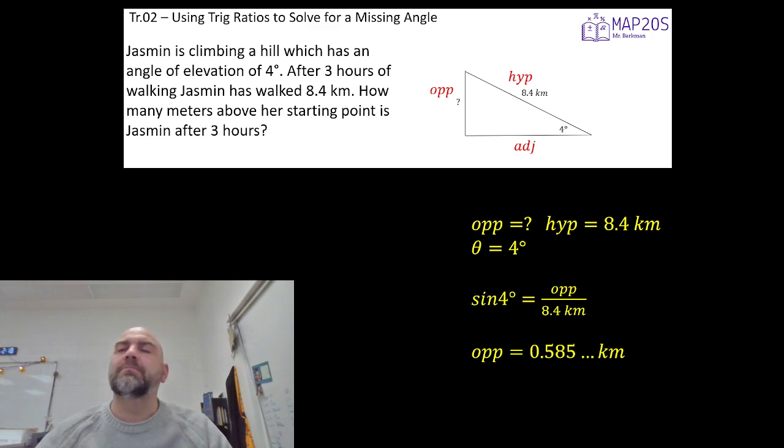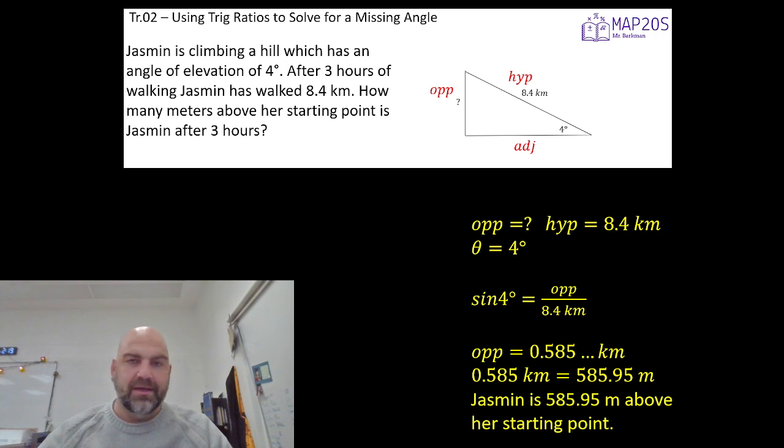Now, did you catch the last little bit? It's asking how many meters. Well, there are 1,000 meters in a kilometer, so we multiply that by 1,000 and get 585.95 meters above her starting point. There we go. I'm sure you did okay, right? Yeah, hopefully. All right, perfect.